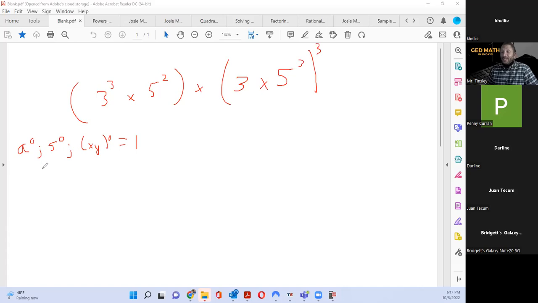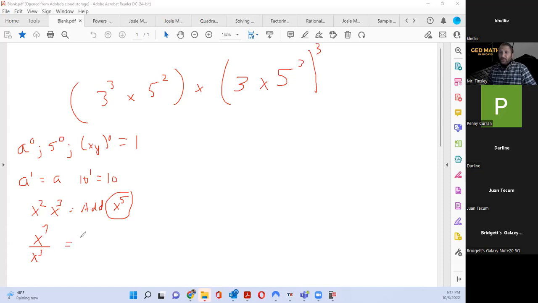Anything to the first power is the base itself. The third one is if you're multiplying exponents with the same base, so the base is x, the exponents are 2 and 3. If you're multiplying, you add the exponents. So you add them. So this is x to the fifth. If you're dividing exponents with the same base, you subtract, top minus bottom. 7 minus 3 is 4.